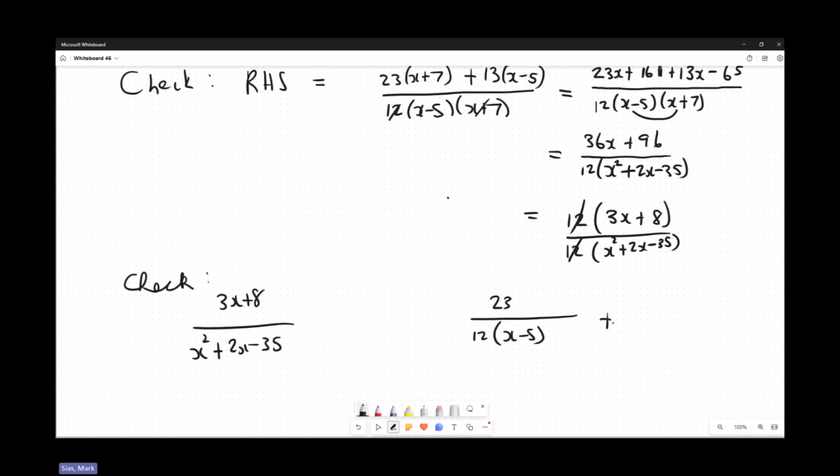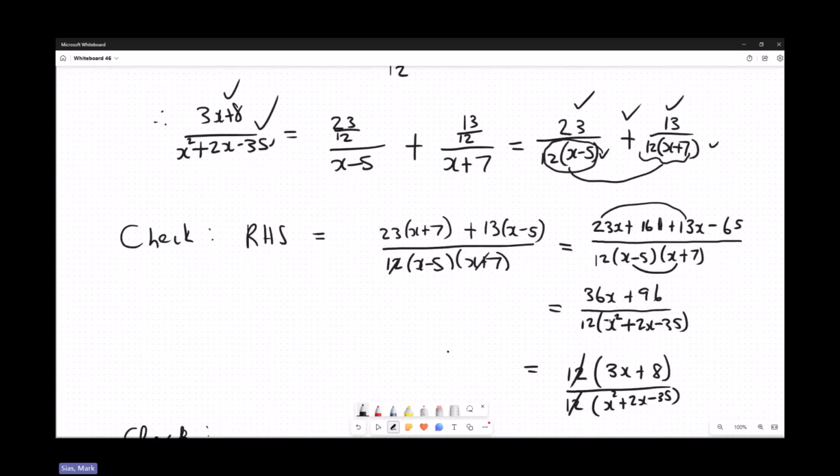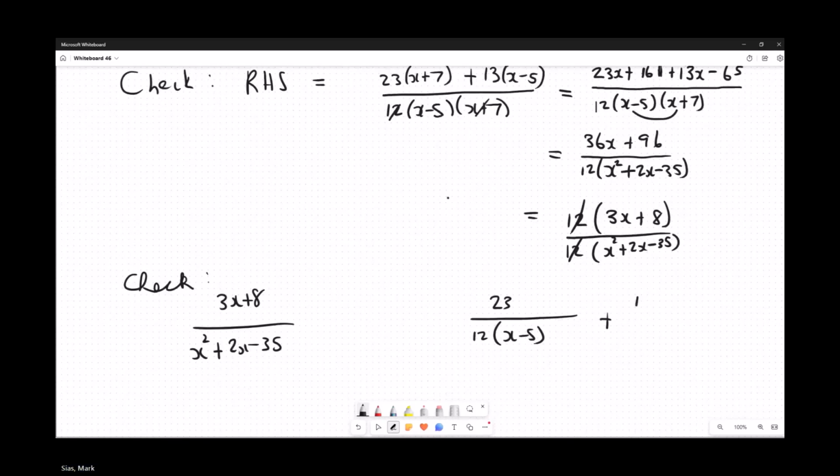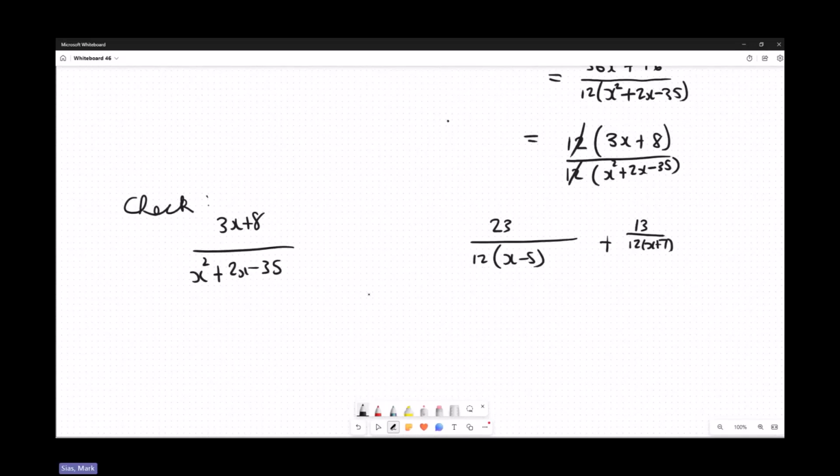Plus, I think it was, what was it? 13 over 12 times x plus 7. Then 13 over 12 times x plus 7. So now you can use a value. Don't use a value like 5 or minus 7, because on the right-hand side the denominators will be 0, and division by 0 is not permissible. So you can choose any value there except x equal to 5 or x equal to minus 7. Otherwise, these won't make sense here, because you'll divide by 0.